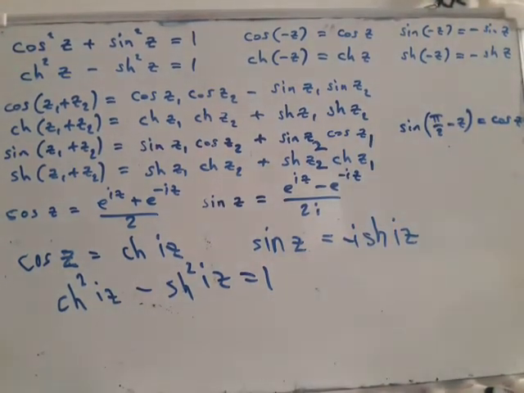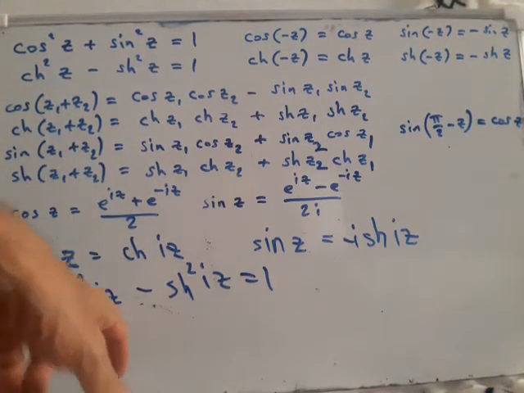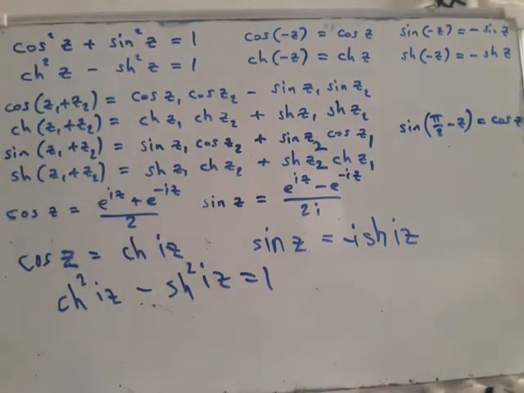Now, of course, we can rename iz. z could be any complex number, so iz we can call z, and then we've got this identity.